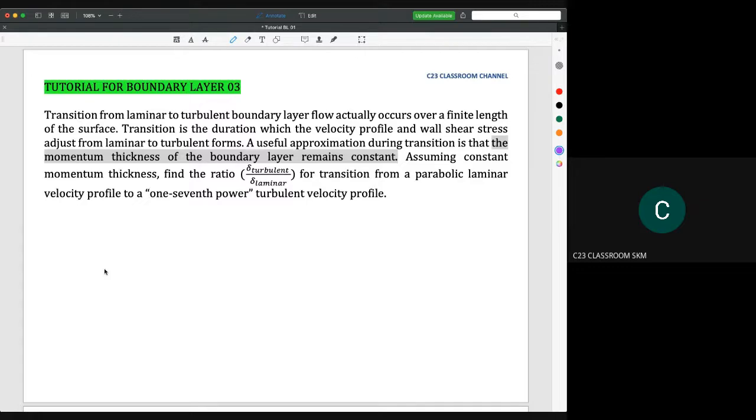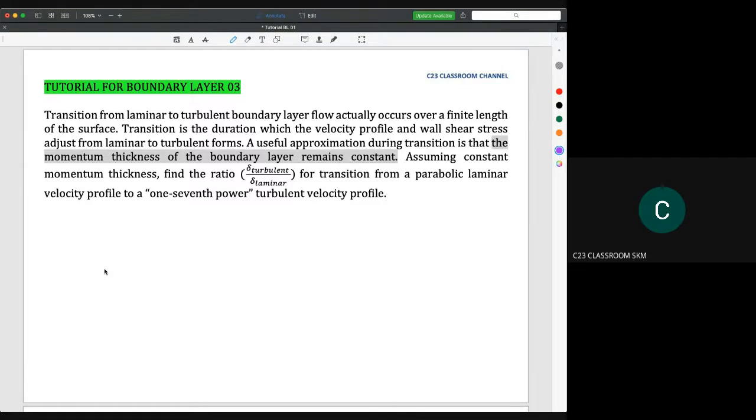A useful approximation during transition is that the momentum thickness of the boundary layer remains constant. Assuming constant momentum thickness, find the ratio of delta turbulent over delta laminar from transition from a parabolic laminar velocity profile to a 1/7 power law turbulent velocity profile.